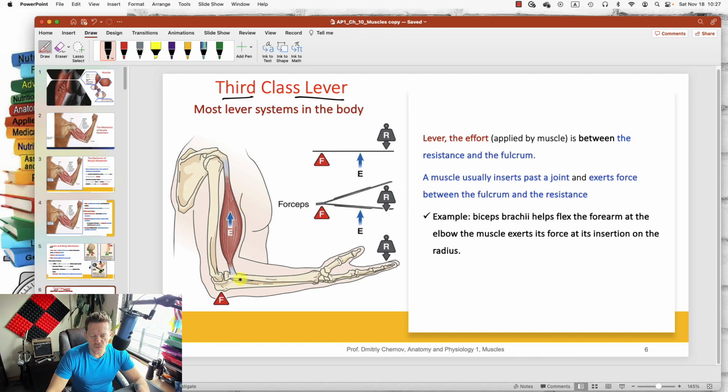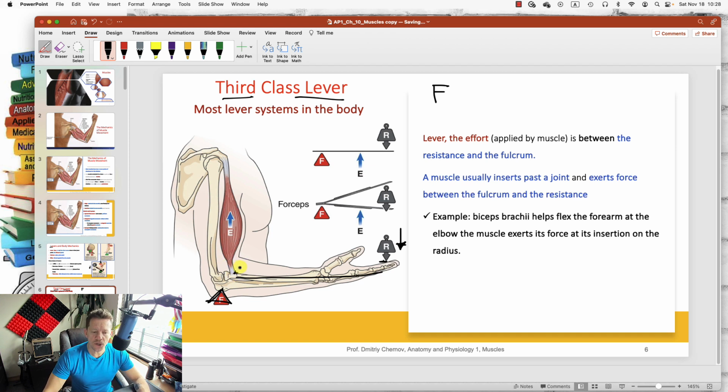When you look at the third class lever, the fulcrum is the joint or the pivot point over which you will try to rotate the load. The load creates the resistance. So the resistance is right here. Just pretend that there is a dumbbell right here. Then you have this lever, fulcrum, and the most important thing here is the effort, and the effort is the muscle.